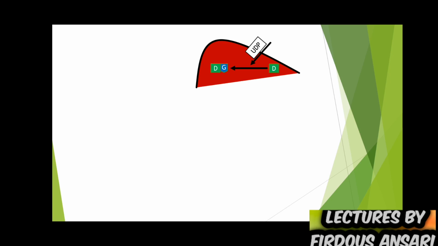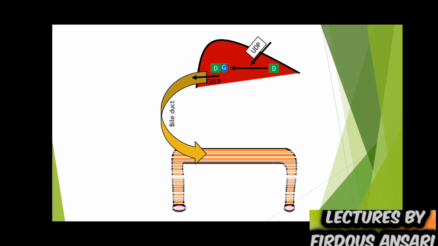Now what will happen to this conjugate? Either with the help of a transporter, that is OATP, organic anion transporting peptide, it will transport this drug glucuronic acid conjugate via the bile. It will move into the gut. So whatever drug was getting conjugated in the liver, with the help of the OATP transporter and the bile duct, it will be moving into the gut.